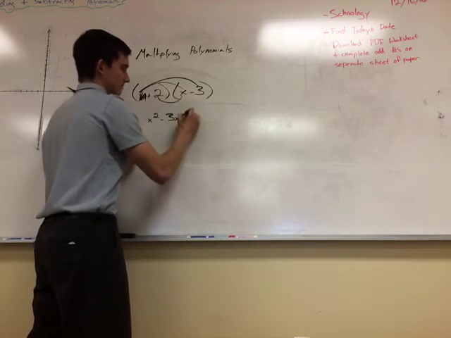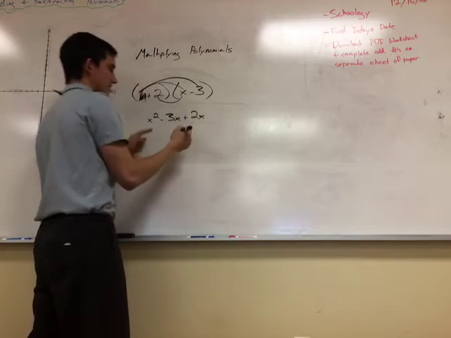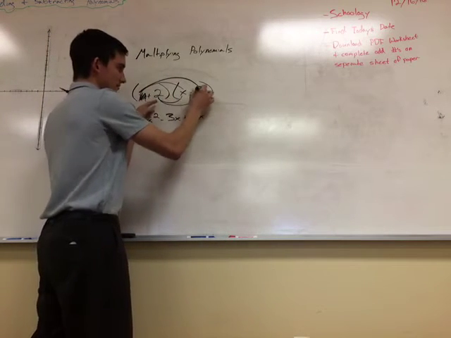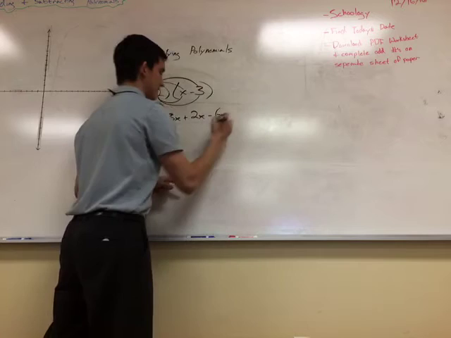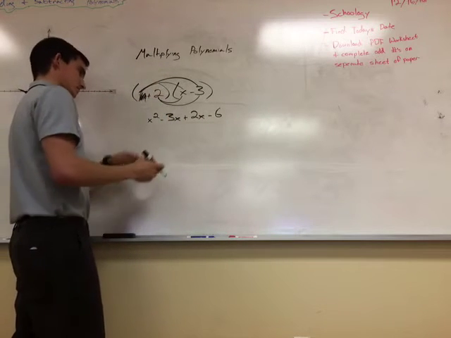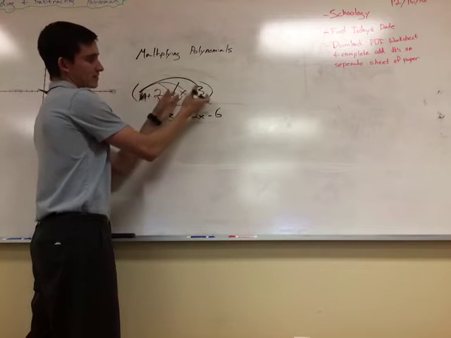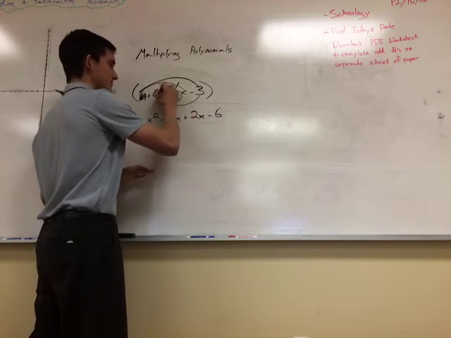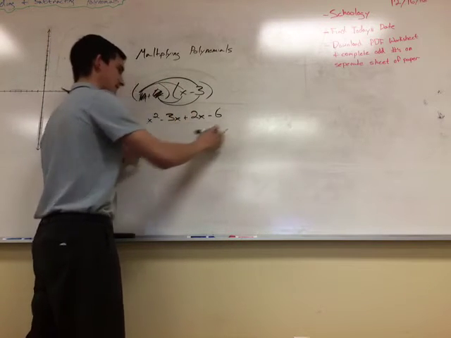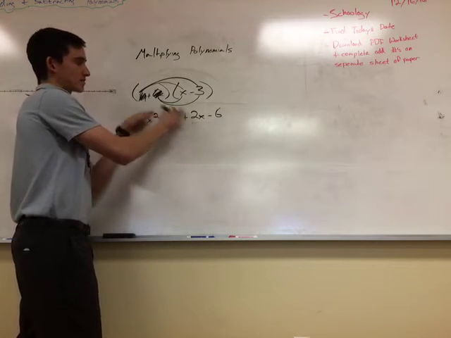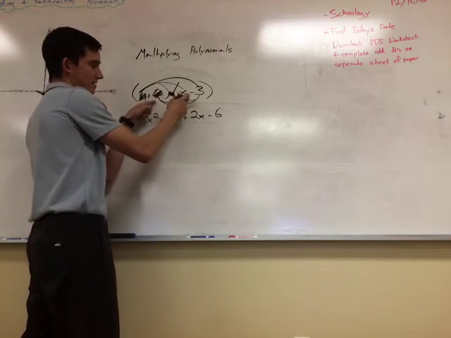2 times x is plus 2x. 2 times negative 3 is negative 6. So again, look, I multiplied this by every single term in here one time. So I'm done multiplying it out, and here's what I've got. I kind of wanted to backtrack to this, though, real quick. It was 2 times x.